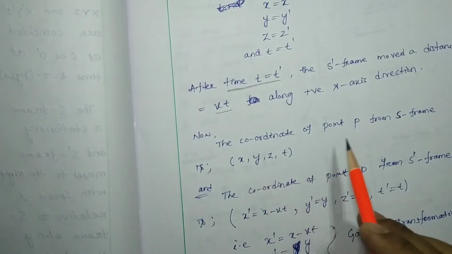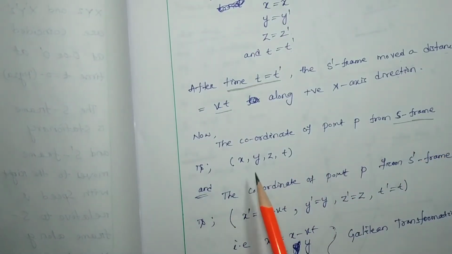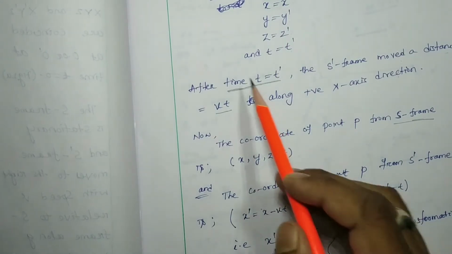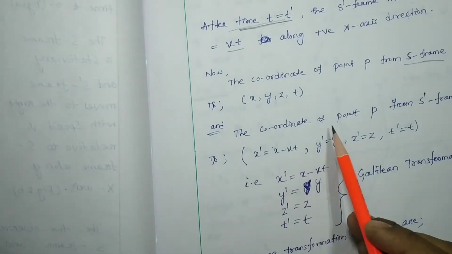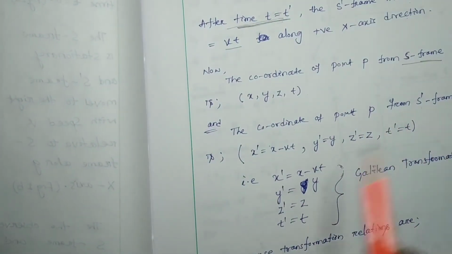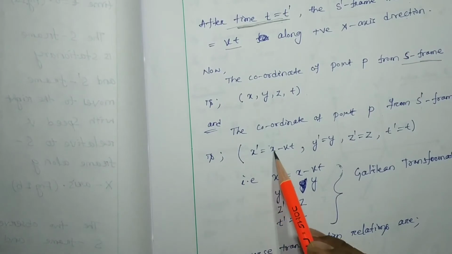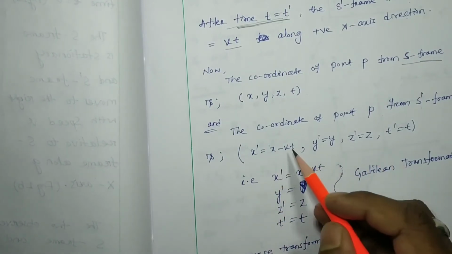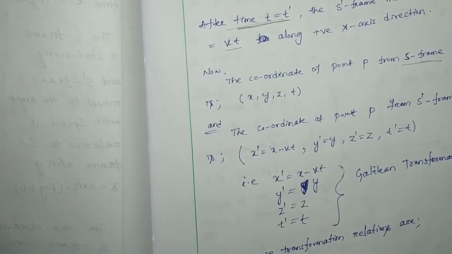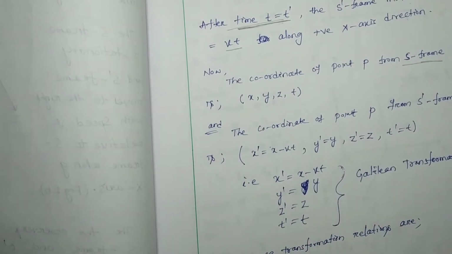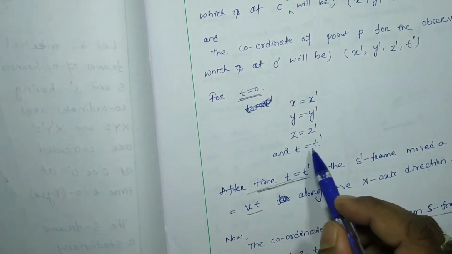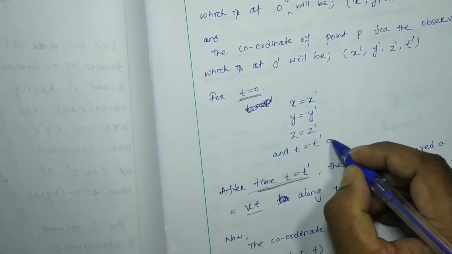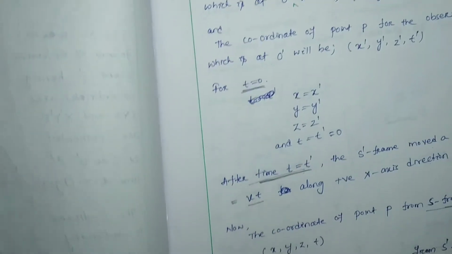Now the coordinates of point P from the S frame are x, y, z, t. Here we consider after time t dash. And the coordinates of point P from the S dash frame will be x dash equal to x minus vt. Here t dash and t are creating some confusion, so I am going to change it. At t equal to 0, t equal to t dash will be equal to 0.